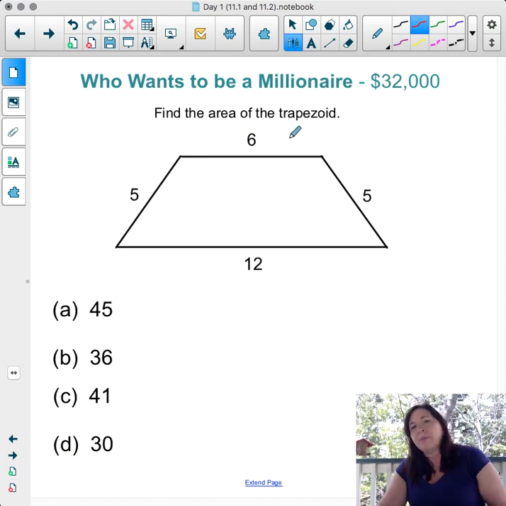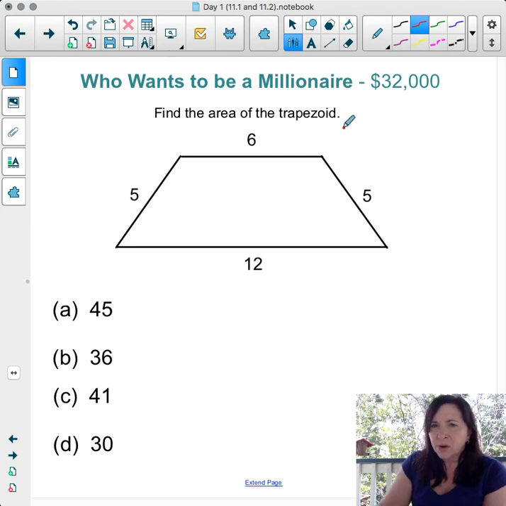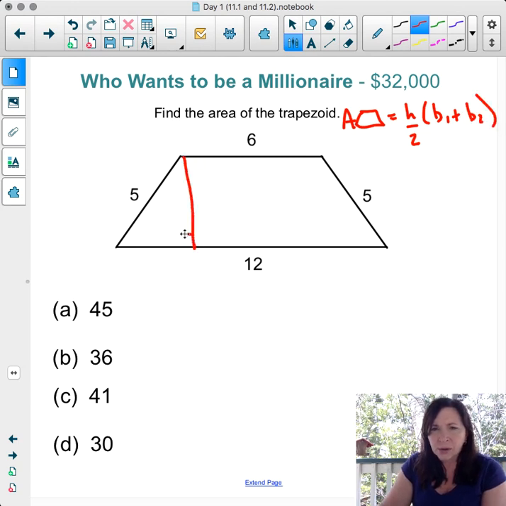Find the area of a trapezoid. So the area of a trapezoid, we didn't go over that formula yet, but the area of a trapezoid is the height divided by 2 times the sum of the bases. And some people would just take the area of this triangle here, add the triangle up and the rectangle up, and that's totally fine.